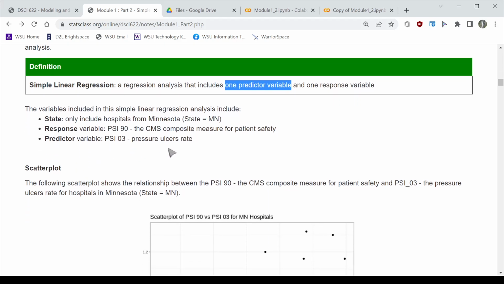So the setup for my regression analysis here is going to be, I'm only going to be looking at hospitals in Minnesota. My response is that composite measure for patient safety, that PSI 90 score. And the variable that I'm going to use to try to understand my response is the pressure ulcer rate, which is that PSI 03 score.